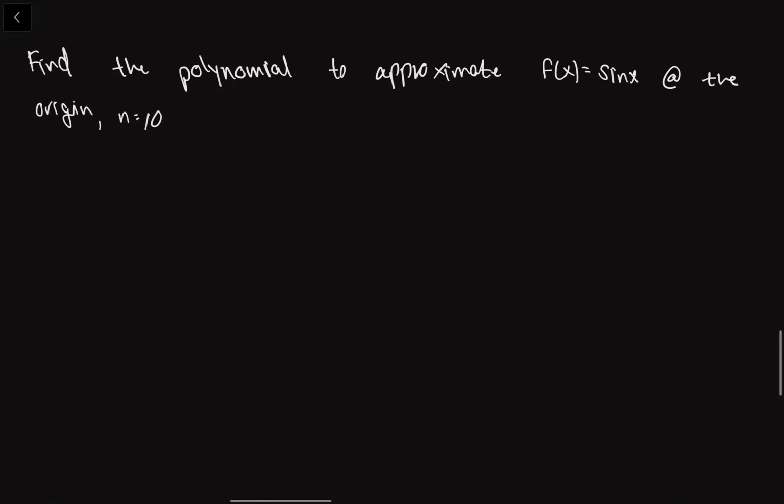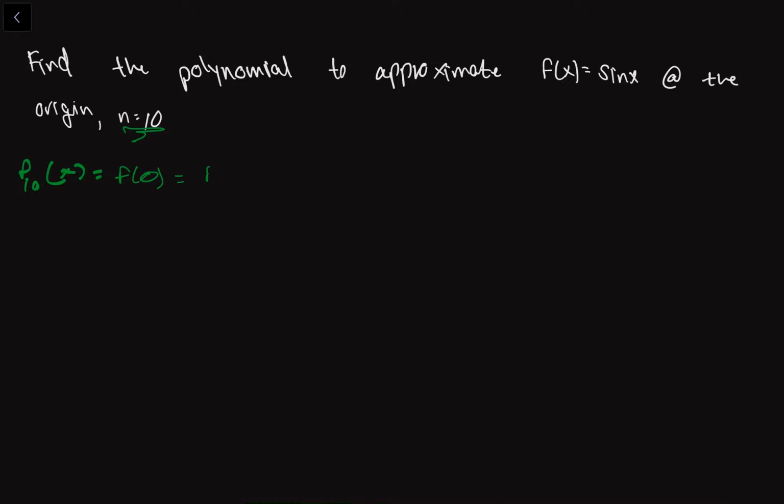Finding the polynomial to approximate f of x equals sine x at the origin, but n equals 10. Is that going to be an issue? So I'll just write it out. P10 of x equals f of 0. This is a Maclaurin polynomial, right? Because we're centered about the origin, or x equals 0.